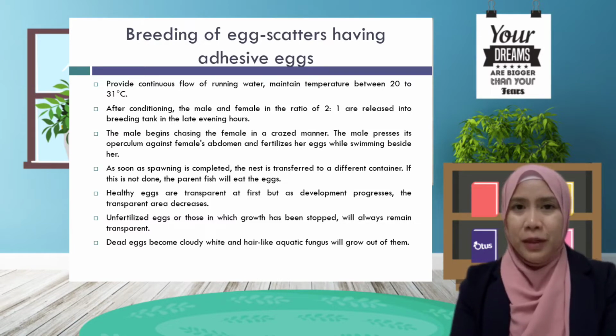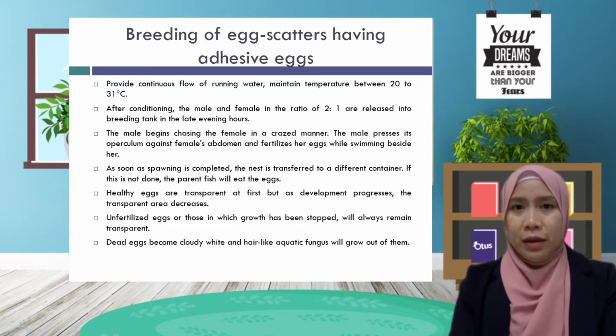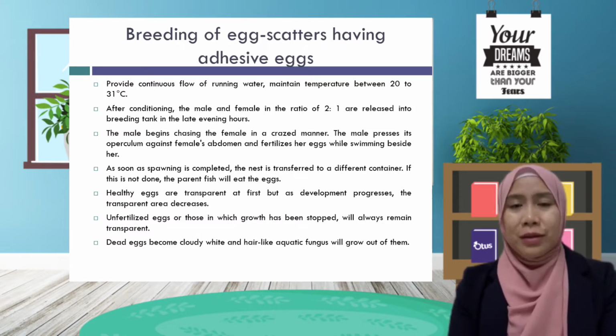As soon as spawning is completed, the nest is transferred to a different container or the parent fish are transferred away from the nest. If this is not done, the parent fish will eat the eggs. Each female lays about 2,500 to 3,000 eggs.